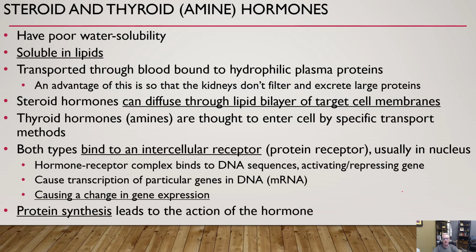So both the steroids and the thyroid hormones are going to bind to an intracellular receptor, and it's basically a protein receptor that's usually in the nucleus. And some things are going to happen. The first is that once we have this bound hormone receptor complex, it's going to bind to the DNA sequence, and it's either going to activate or repress the gene.